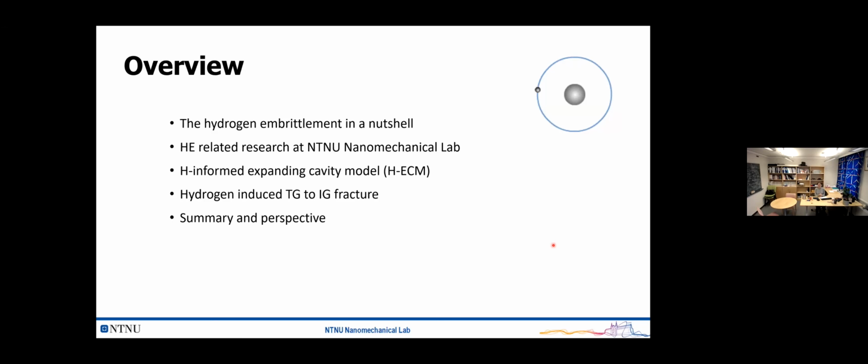The first is about the hydrogen-informed expanding cavity model, in short H-ECM. We use it for the hydrogen and dislocation interaction of single crystal nickel under the nanoindentation case. And the second is about the hydrogen-induced transgranular to intergranular fracture, using the uniaxial straining of bicrystalline nickel as an example. And then at the end, we'll go to the summary and the perspective.